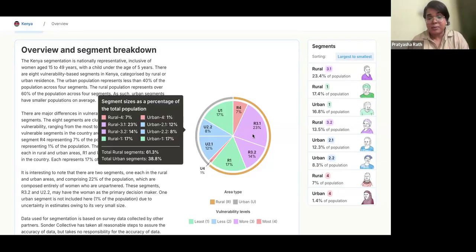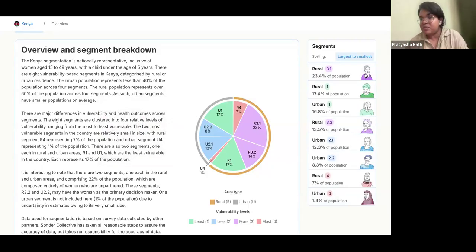And among that, there are some segments which are nearly 25%. So R3.1 is a 23% large segment. And there are some segments which are very, very small, like say an urban segment called Urban 4 is basically a 1% segment. But you might be, again, curious as an implementer: okay, I've got an understanding that there are rural, there are urban, there are 4 each, there are 8 segments in total. What are these like 1, 2, 3, 4? How do I make sense of that?